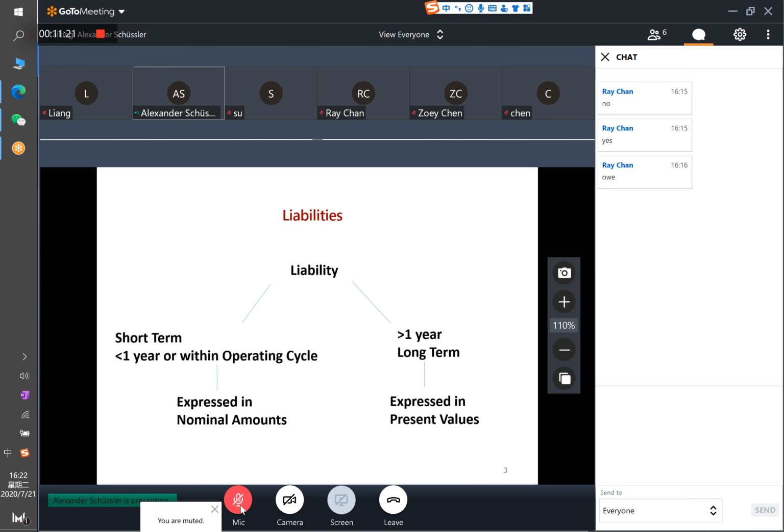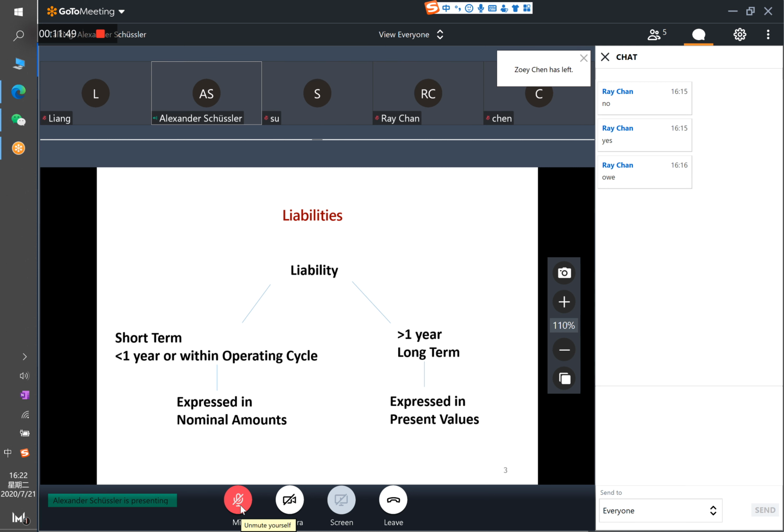Excuse me, can you repeat it? I didn't get this. Okay, the nominal amount is the amount stated on the instrument. Yeah, it's the amount stated on the instrument. Is it the principal? Yeah, exactly. Very good, Raychan. It's the principal, exactly. Yeah, very good.